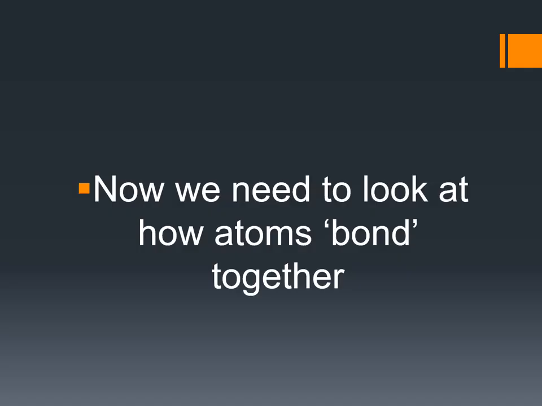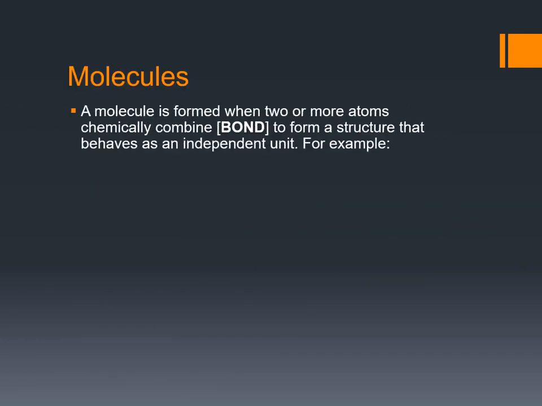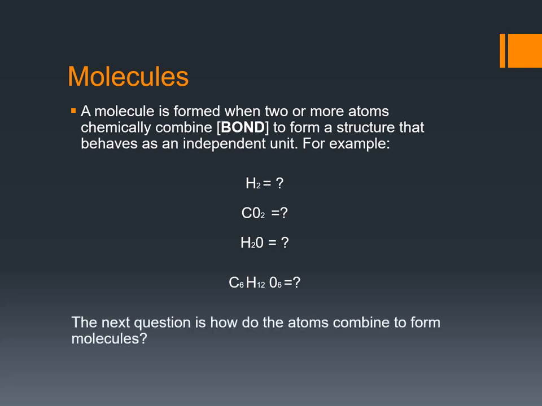Right, so let's have a look at how atoms bond together. How do they join from one to the next? So they bond when 2 or more atoms join together. For example, here you've got H2, 2 hydrogens, CO2, carbon dioxide, H2O, water, and C6H12O6. A bit more complicated, but what you're looking at there is the chemical structure for glucose. And what that means is that you've got 6 carbons, 12 hydrogens, and 6 oxygens in that glucose molecule. You just count them all. CO2, 1 carbon and 2 oxygens.